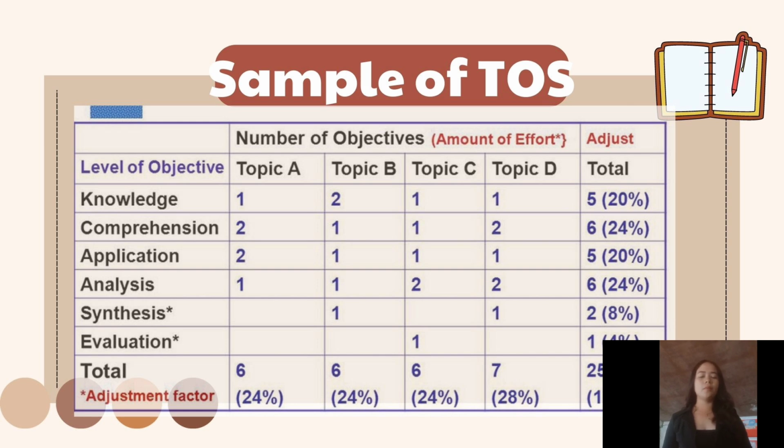Example test blueprint or table of specifications. There are number and level of objective, also the total. On the level of objective, there are 6 objectives in this TOS: knowledge, comprehension, application, analysis, synthesis, and evaluation. The knowledge and application have 5 total, which represent 20%, comprehension and analysis have 24%, synthesis has 8%, and the evaluation has 4%, with the overall 100%. Topics A, B, and C have 6 items each, with an average percent of 24, and topic D has 28%, with the total of 100%.